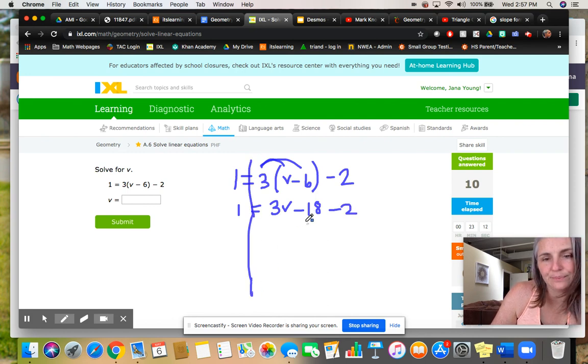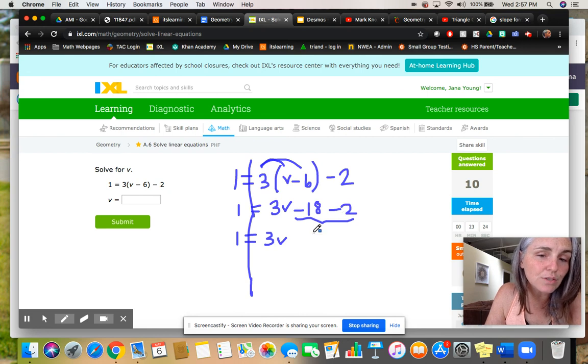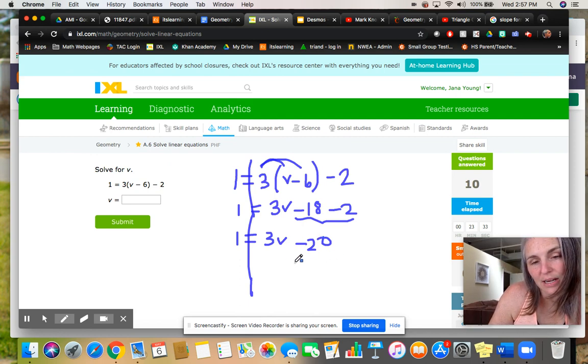Okay, I see like terms over here on this right side, so I'm going to go ahead and combine those numbers. 3v doesn't have any friends, so he's just going to stay 3v. Negative 18 and negative 2 becomes negative 20. Solving for the 3v, move anything added or subtracted first. I see this minus 20. To make it go to 0, I'm going to add 20, because negative 20 and positive 20 is 0. Add 20 on this side as well.